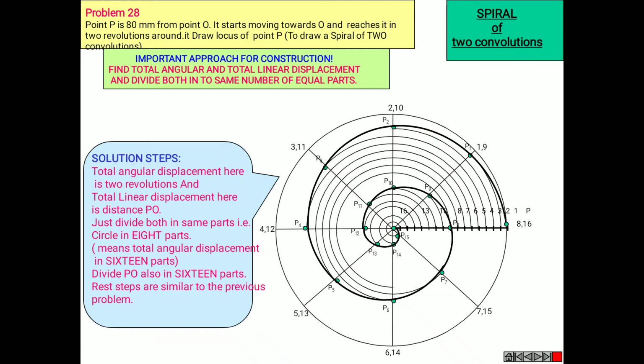Okay, now we will move on to the next topic, which is nothing but helix. Helix upon a cylinder and a cone. Firstly, we will see helix upon a cylinder. There is a problem over here. Draw a helix of one convolution upon a cylinder, given 80 mm pitch and 50 mm diameter of a cylinder.